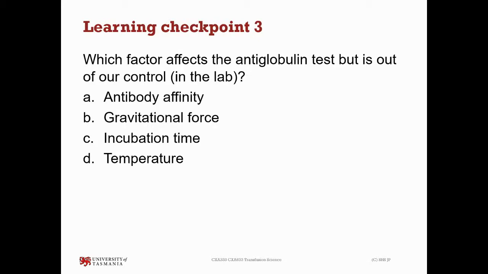So what do you think in this? Which factor affects the antiglobulin test but is out of our control? Antibody affinity, gravitational force, incubation time, or temperature? I'll just let you have a think about this rather than writing up the alternatives, because we're running out of time a little bit. So is it going to be A, B, C, or D?